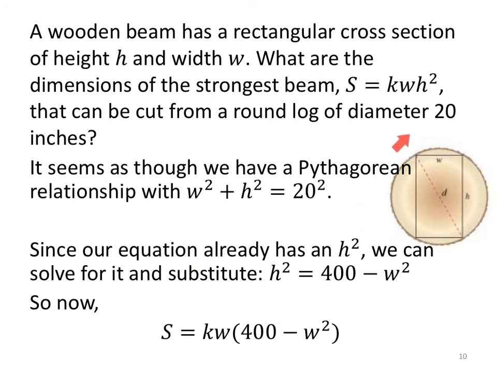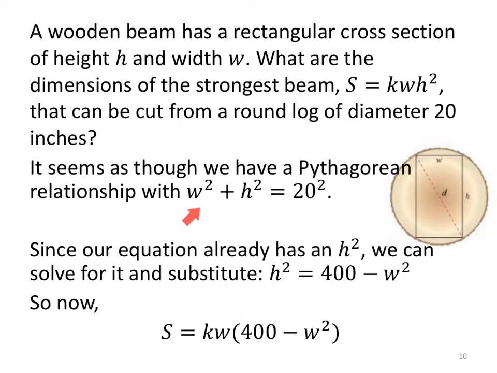So, if we take a round log of diameter 20 inches, I can cut out the width and the height in order to make my beam. It seems as though we have a nice little Pythagorean relation here. We know that W squared plus H squared equals D squared, and D in this case is the diameter of 20 inches. Since our strength equation already has an H squared in it, let's solve for H squared. H squared is 400 minus W squared, so instead of S equals KWH squared, this could be S equals KW times 400 minus W squared.